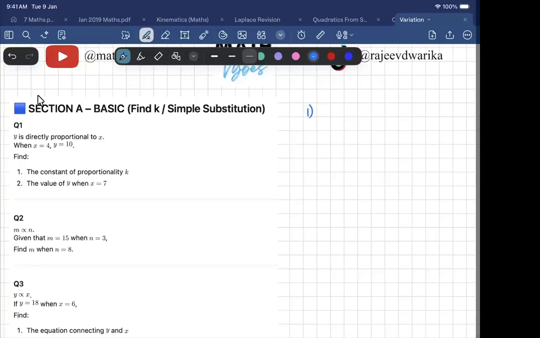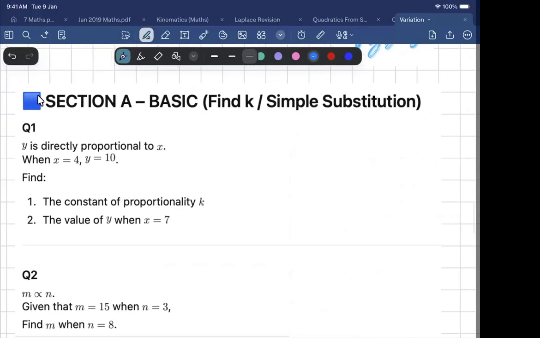I can't really see well. So I'm sorry, that's a y, right? Yeah, that's a y. Y is directly proportional to x. When x equals 4, y equals 10. Find the constant of proportionality k and find the value of y when x is 7.